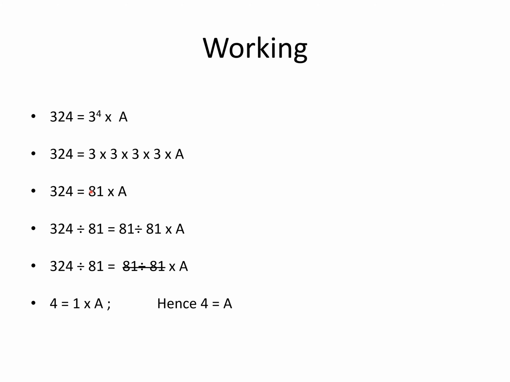So 324 is now equal to 81 times a. And we got this 81 by multiplying 3 by itself 4 times, as you can see here. So that we are now with 324 is equal to 81 times a. Now we are still to find a. How do we find a?